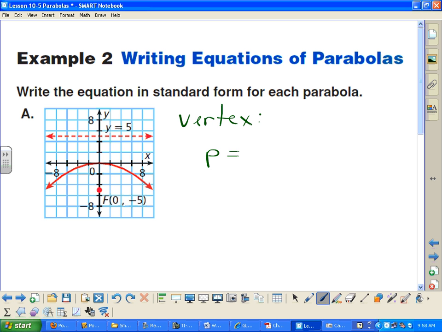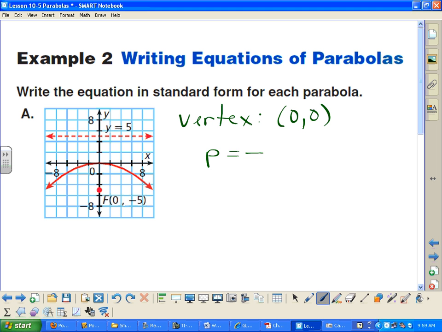So where is the vertex for this graph? Where does it change directions? Okay, at the origin, 0, 0. All right. Now, which way is it opening? Down, which, since it opens down, that tells me that the value of p is going to be negative. Okay. If it opens down or left, p is negative.